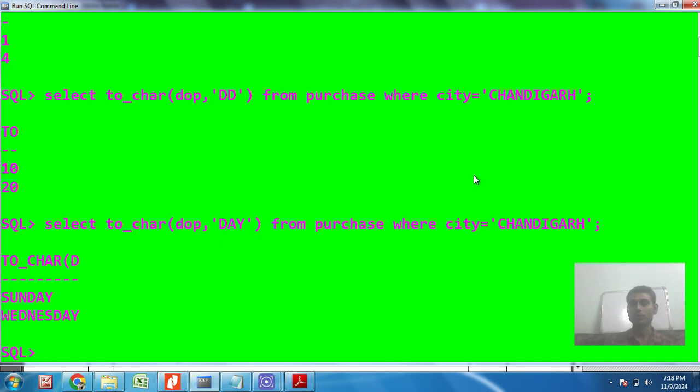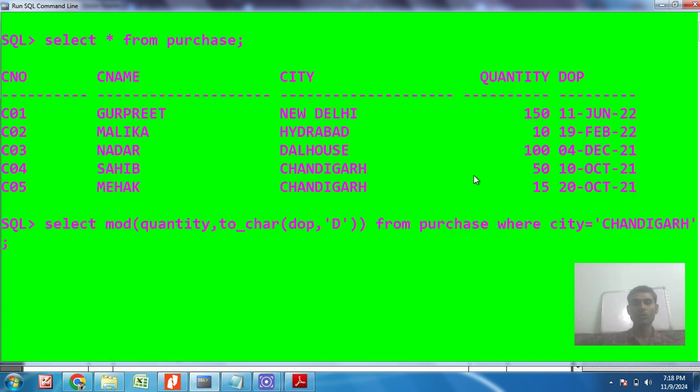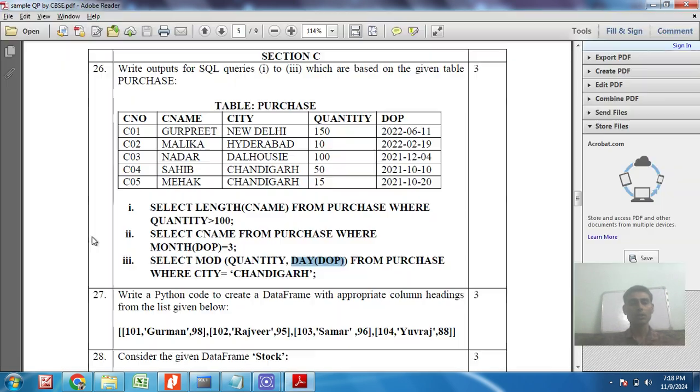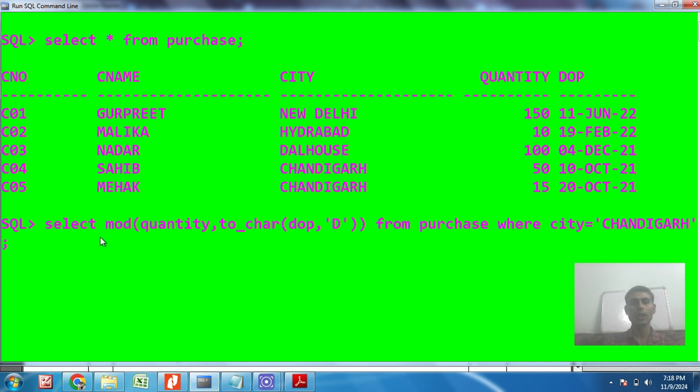Let's clear the screen, and this is our table. Finally, go to the solution. Our question is select MOD(quantity, TO_CHAR(DOP, 'D')) from purchase where city equals Chandigarh. MOD is a function; quantity comma TO_CHAR will return 1 and 4, from purchase where city equals Chandigarh.